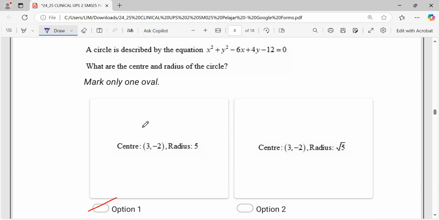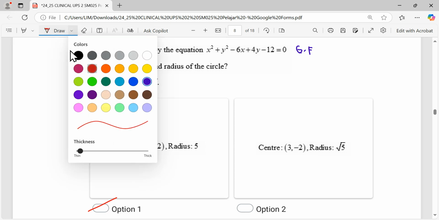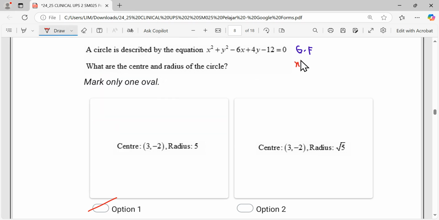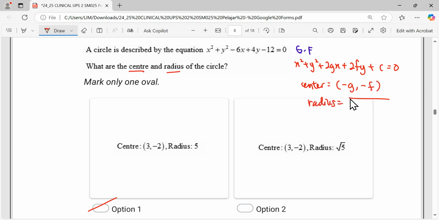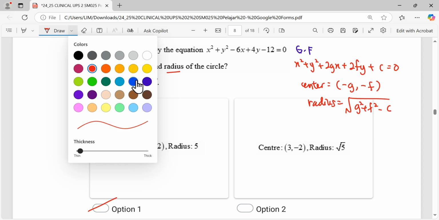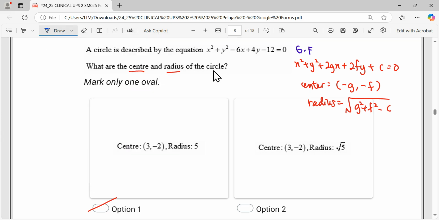And a circle described in the equation, this is your general form. So for the general form, we compare with your general pattern, which is x squared plus y squared plus 2gx plus 2fy plus c equals 0. Then we can compare this to find out what your center or your radius is. The center can be obtained by using the formula negative g and negative f. The radius can be obtained by its formula, which is the square root of g squared plus f squared minus c. So let us obtain your g, f, and c.